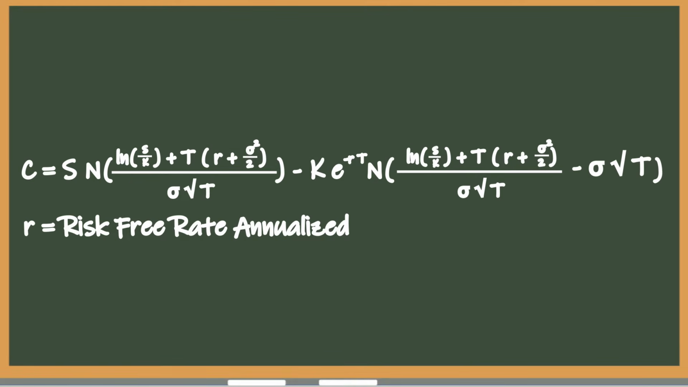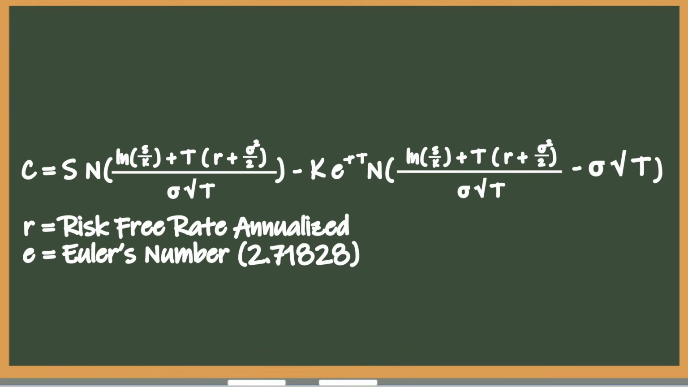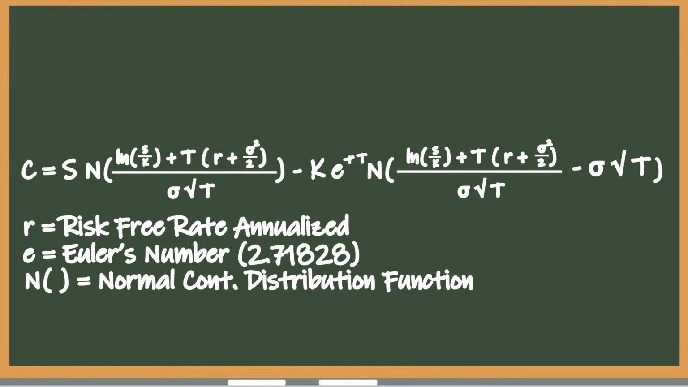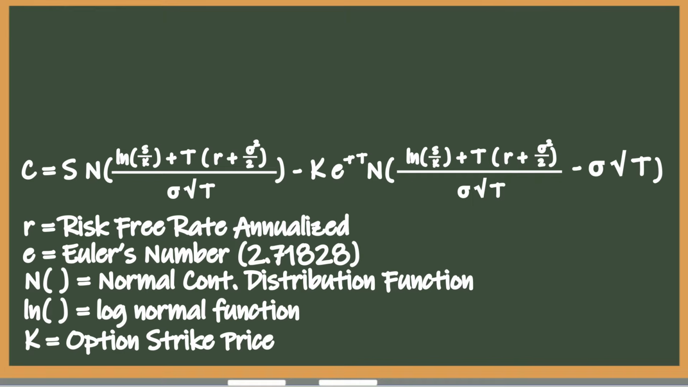R is our annualized risk-free rate and is used for discounting. E is Euler's number and is like pi in that it represents a fixed number. Euler's number is equal to approximately 2.71828 and is a constant used for continuous discounting. N is a function for a normal continuous distribution. We will get to this later to discuss what this function means. Ln is the log normal function. And K is our option strike price.